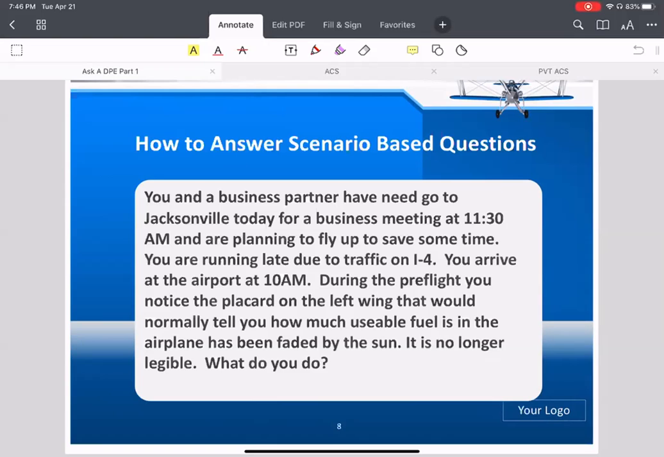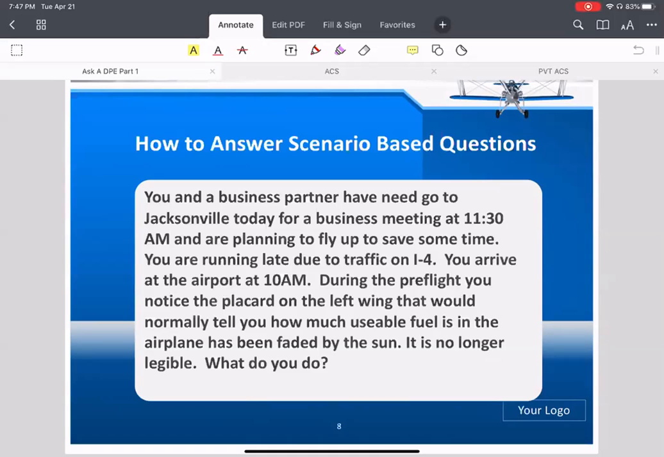So yes, we could literally use a label maker and we could word it the exact same way, stick it up on the wing. We could print it out and take packing tape so you could read through it and put it on the wing, and it would be legal to fly. So you would be able to get up to Jacksonville for your meeting.